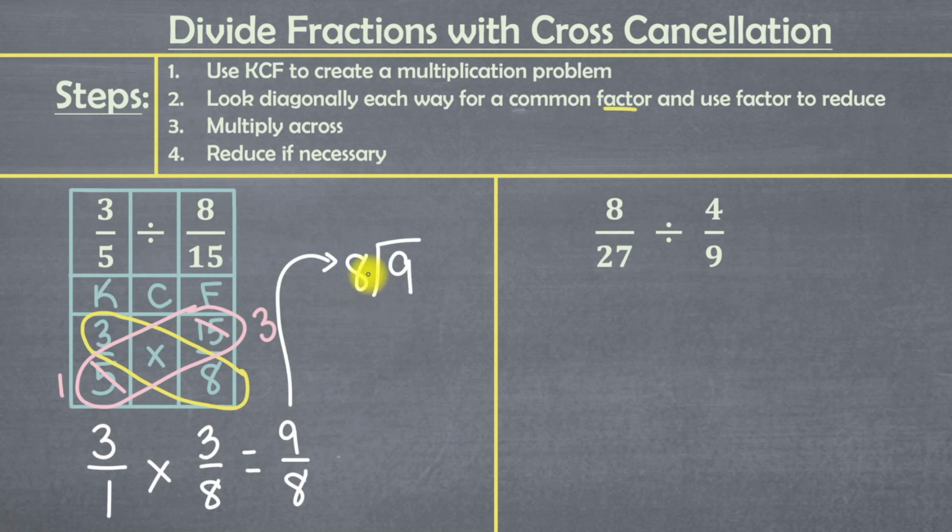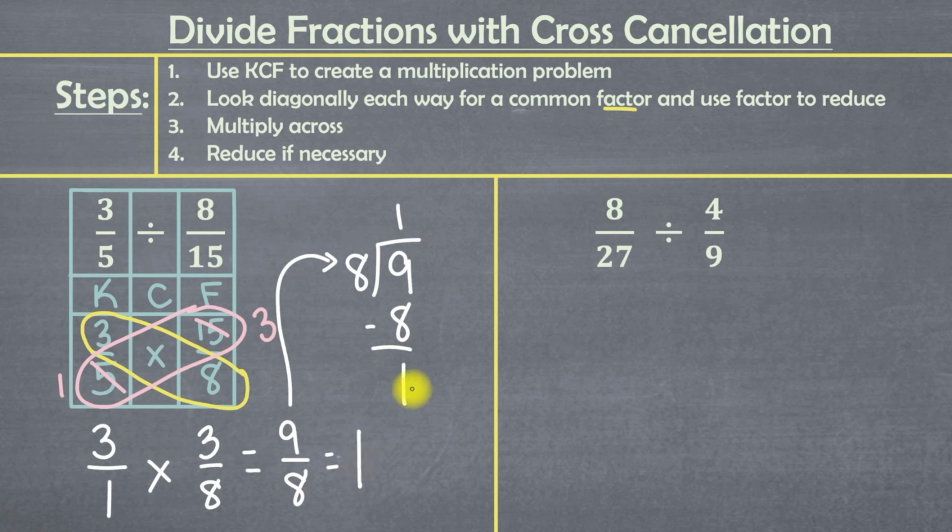Now how many times can 8 go into 9 without going over? Well, that's 1 time. And 1 times 8 is 8. When I subtract that, I'm going to get 1. And what that means is 8 can go into 9 one whole time, which means that the whole number in my mixed number is going to be 1.